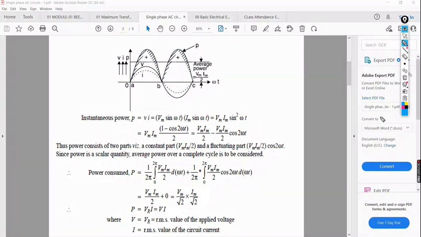Then what happens here? Voltage, I will take V. Then current, I will take I. Both are in phase. What is the angle between the voltage and current? Phi equal to how much if it is in phase?